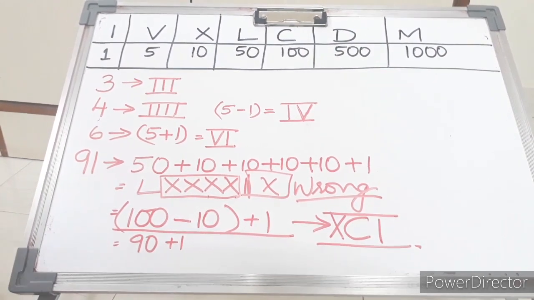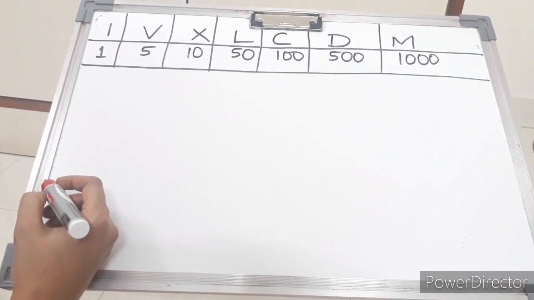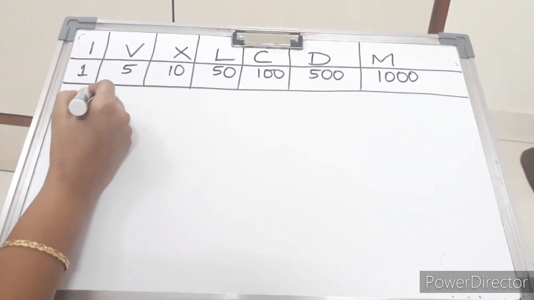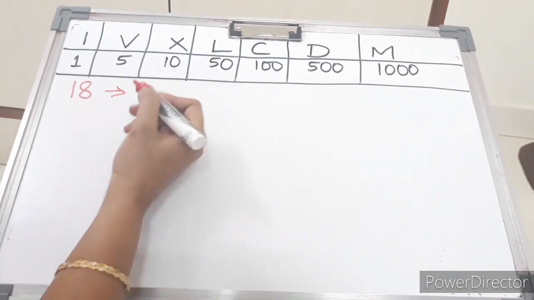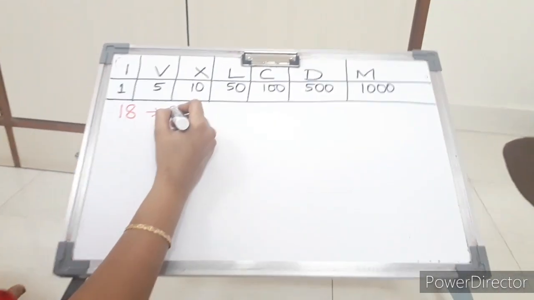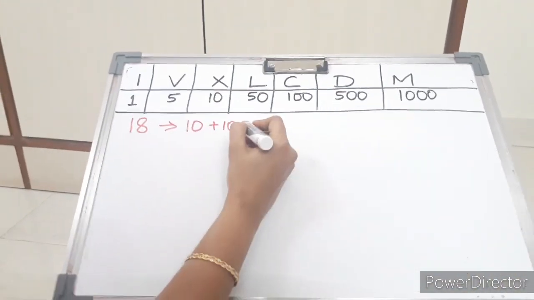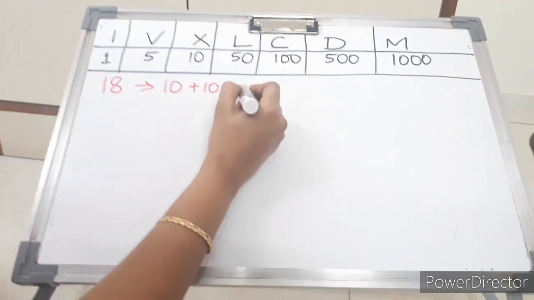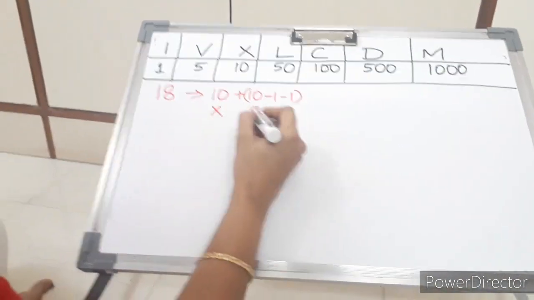Okay, coming towards our next question. Now, suppose we want to write the Roman number for 18. 18 again we can do like this. We can simplify it as 10 plus 10 minus 1, again minus 1 we can do. So it will be what? 10.